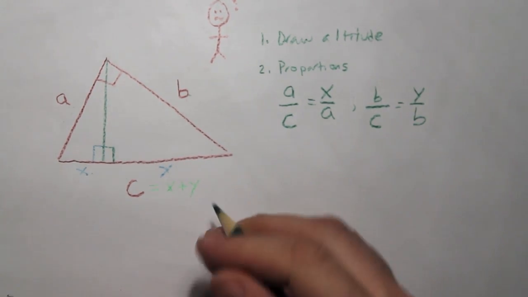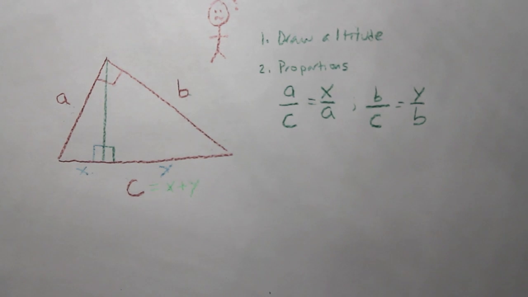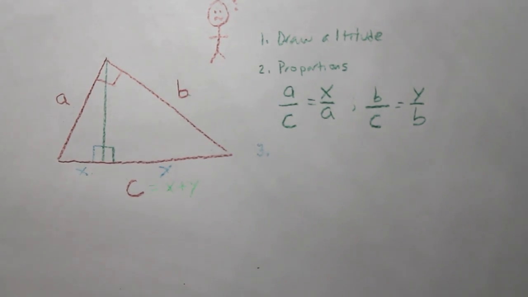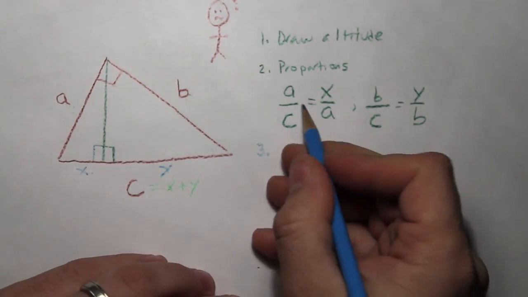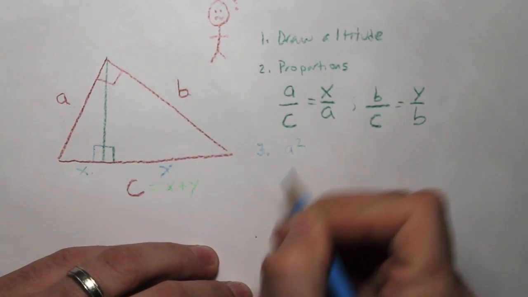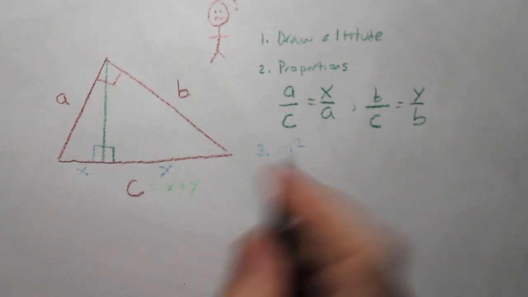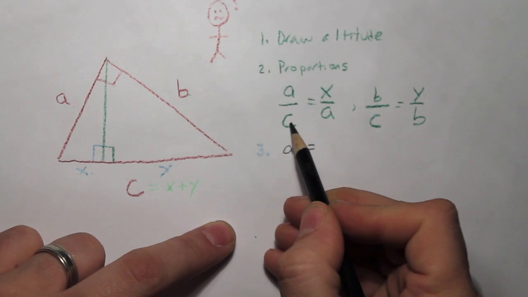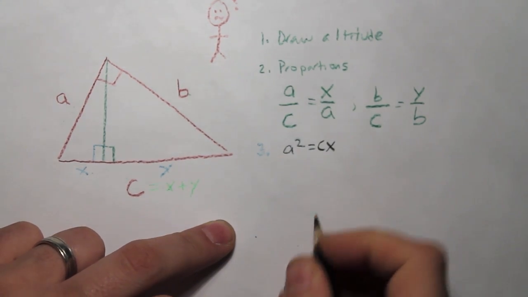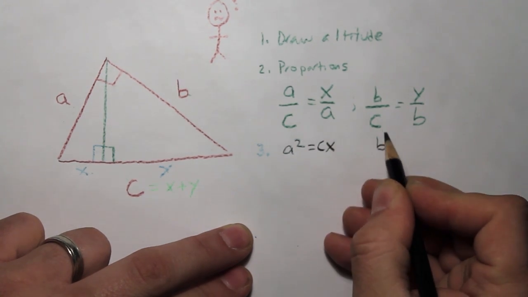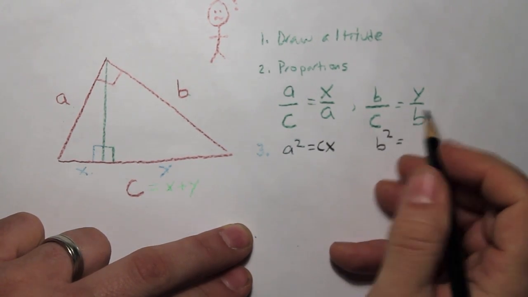Once we have these proportions, we now use our skills of algebraic deduction. Let us consider cross multiplication. Let us multiply A times A, which gives us A squared. Let me make that darker. And this must equal the product of C times X. Using identical reasoning, we can say B times B, or B squared, is equal to the product of C and Y.